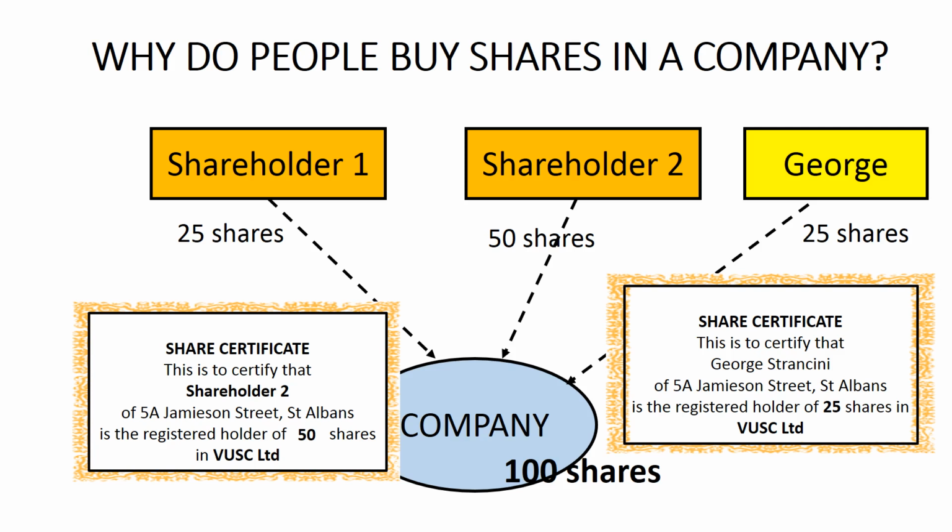By holding shares in the company, that is, by becoming a shareholder, George becomes an owner of the company. In this case, he owns 25% of the company because he owns 25 of the 100 shares. In other words, a shareholder is a person who owns shares in a company and is therefore an owner of the company.